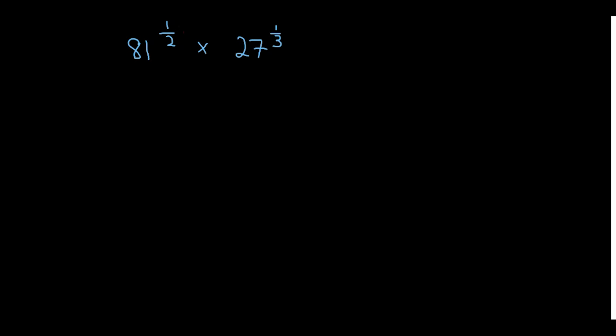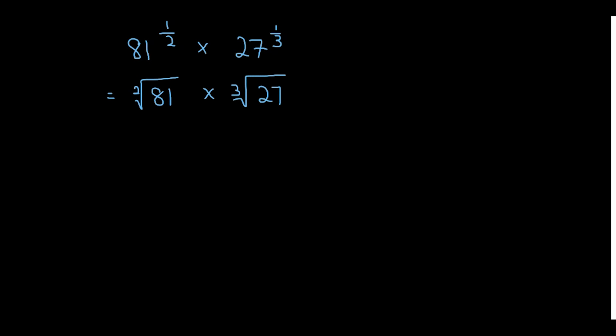Alright? So yes, we start off by taking the square root of 81. Right? So it's the square root of 81 multiplied by 27 to the power of 1/3. Anybody want to tell me what we're doing with that? Correct. You're going to do the cube root. So we'll do the cube root of 27.